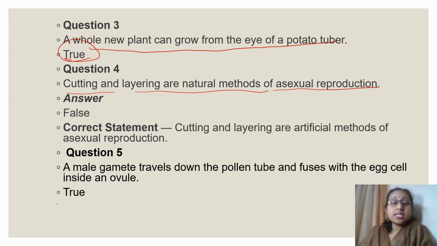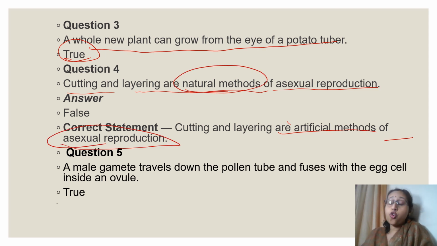So this answer is false. Cutting and layering are all artificial methods of asexual reproduction. They have told you that it is natural methods. No, not at all. They are not the natural methods of asexual reproduction. They are the artificial methods of asexual reproduction.